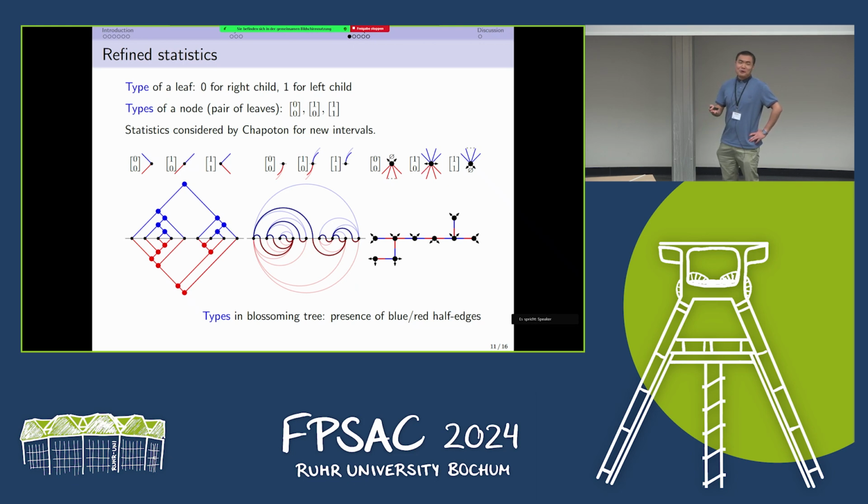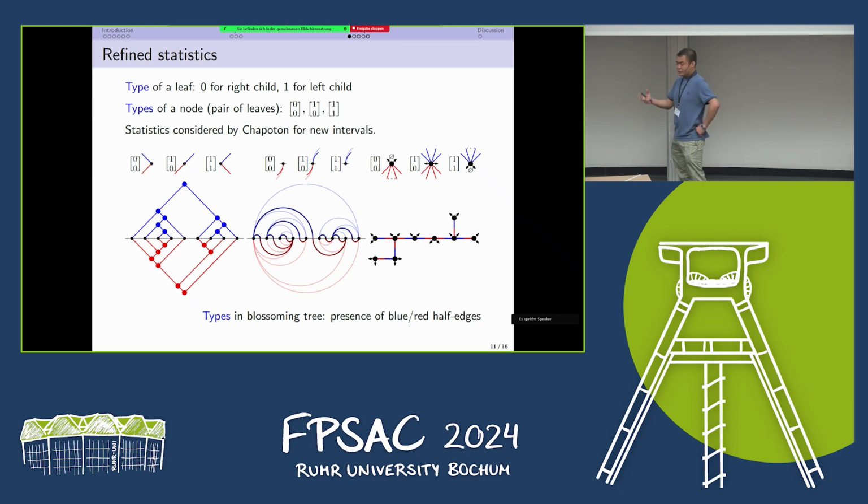Why not 0, 1? Well, because if we have a 0, 1, so the blue will look like this, and the red will look like this, then if we look at its parents, their subtrees form a forbidden pattern for the Tamari interval. Okay, so we have three types. And it was first considered by Chapoton in the refined enumeration of new intervals, and he discovered that there were some kind of symmetries in it.